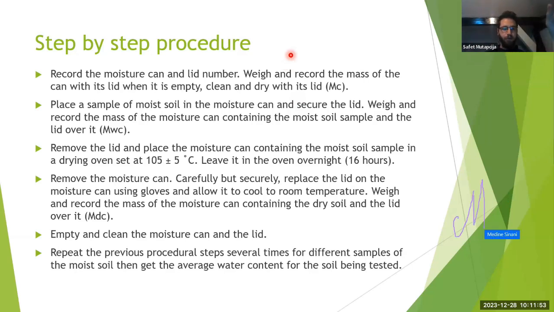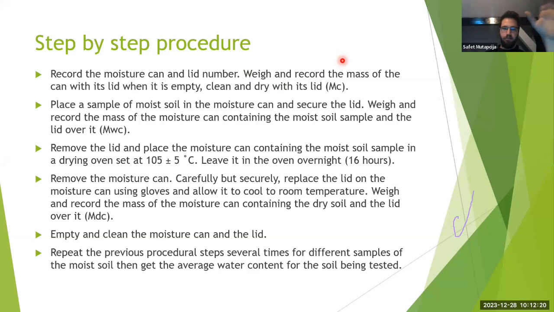After that, you're going to place the sample of the moist soil in a moisture can and secure the lid. Weigh and then record the mass of the moisture can containing the moist soil sample and the lid over it. So simple. You have your metal can with the lid, and after you scale it and weigh it, you're going to put in your sample.